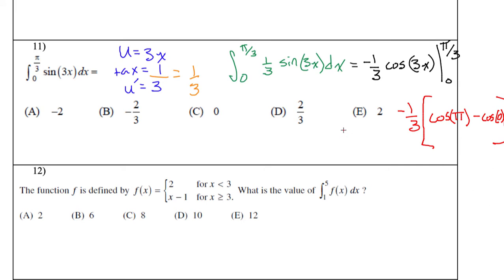So everyone point to pi. Where's pi? Good. Yes, pi is out here to the left. So on my unit circle, there's pi. And where's 0? Out there to the right. And what is cosine asking for? The x or the y coordinate? X coordinate. What is the x coordinate of pi? Negative 1. What is the x coordinate of 0? 1. So it's negative 1 minus 1. That's negative 2. Negative 2 times negative 1/3 is positive 2/3.